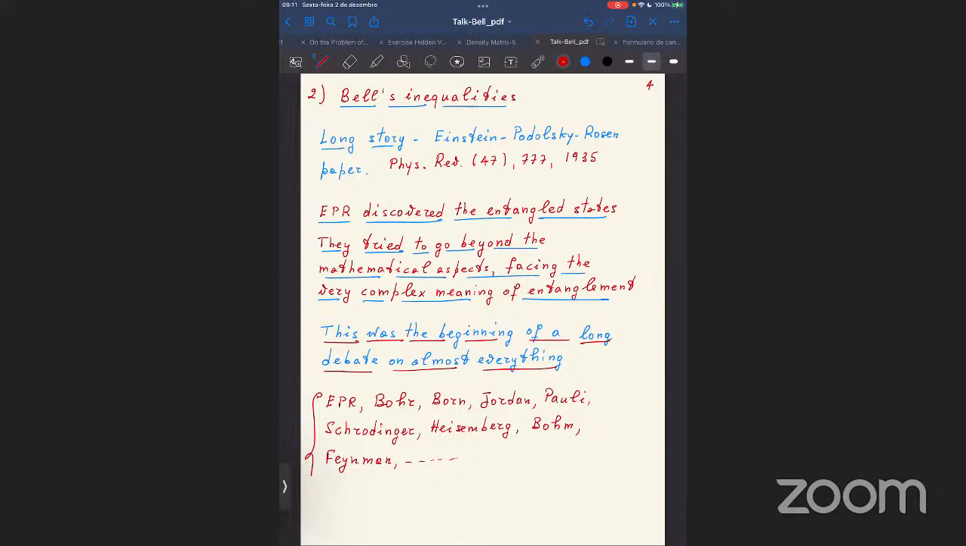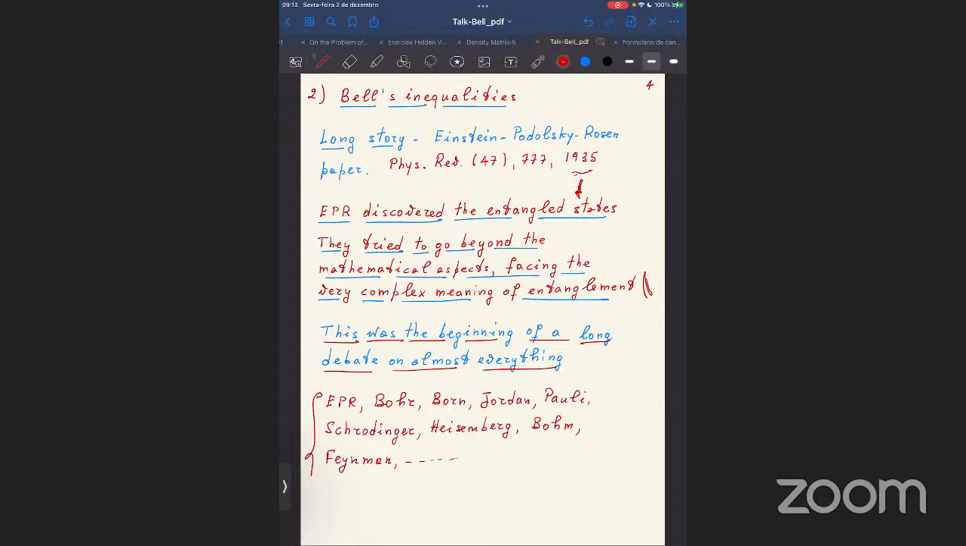This is a very long story. It started in 1935 with the famous paper by Einstein, Podolsky, and Rosen. In this paper, Einstein, Podolsky, and Rosen discovered the entangled states in quantum mechanics. But they tried to go beyond the mathematical aspects of the entanglement, and they tried to face the very complicated issue of the physical meaning of entanglement. And this was the beginning of a very long and fascinating debate.